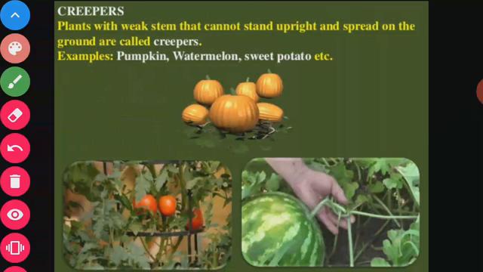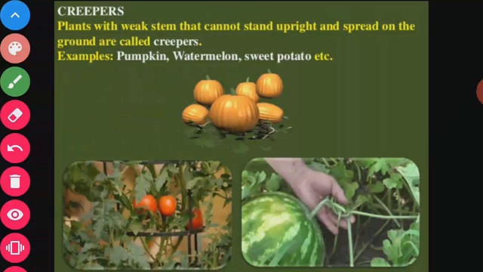Creepers. Plants with a weak stem that cannot stand upright and spread on the ground are called creepers. Those creepers spread on the ground. Examples of creepers are pumpkin, watermelon, sweet potato, etc.